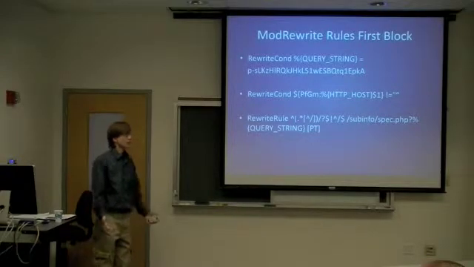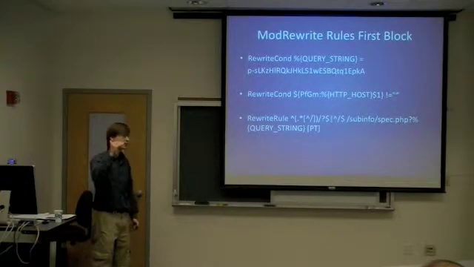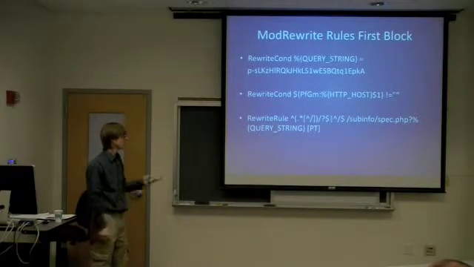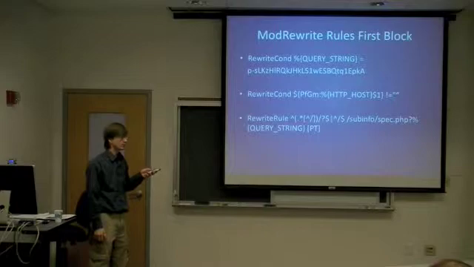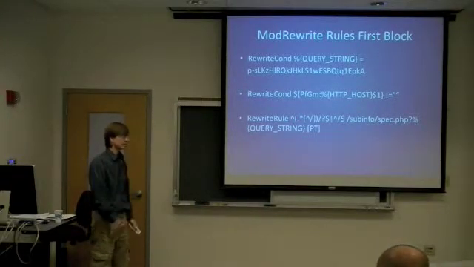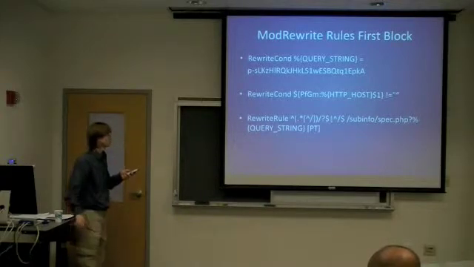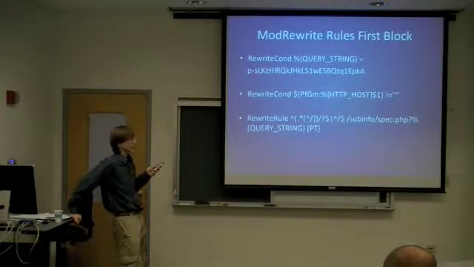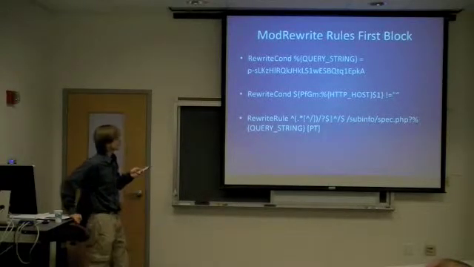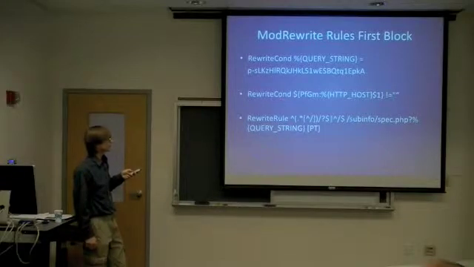So the way mod rewrite commands work is, the first condition is satisfied, it goes on to the next one. The second condition is satisfied, then it will run this rule. If either of these conditions fail, then it just skips down to the next block. So what does this hacker want? He's looking for any request to the web server that has this weird long string. So if somebody was to type in a URL and it had this long string in it, then this would be satisfied, and it would go on to the next one.